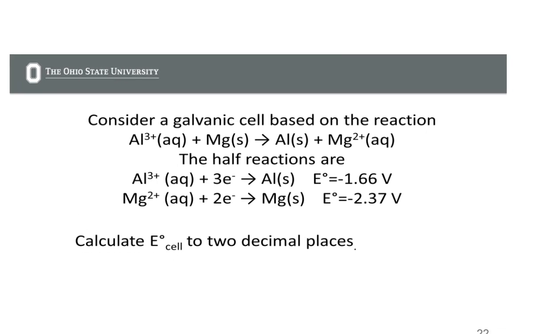Okay, so remember how I told you that you could take 2 half reactions and calculate a cell potential for a galvanic cell without knowing what is oxidation and what is reduction? You could do that with this. I am giving you the redox reaction, but you could do it without knowing that. So I'll give you a couple minutes here to calculate the cell potential for this reaction.